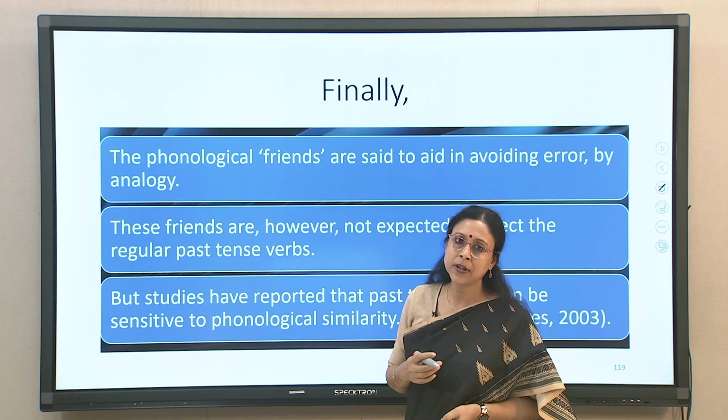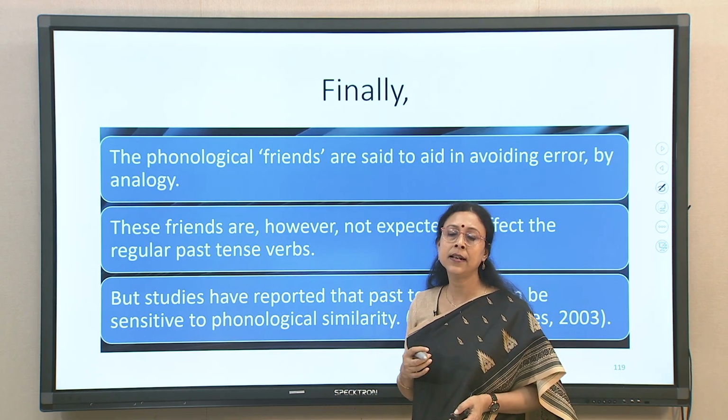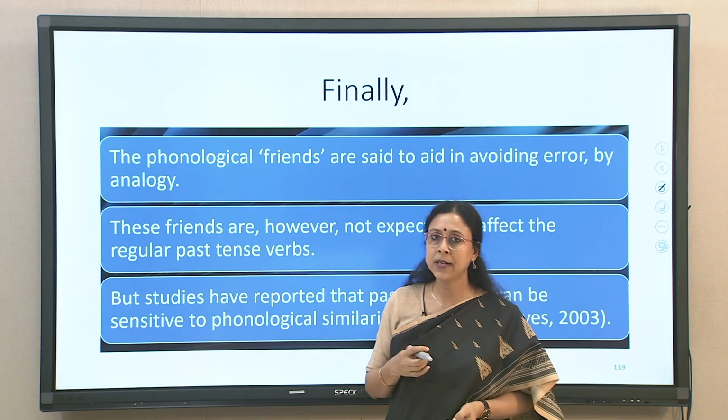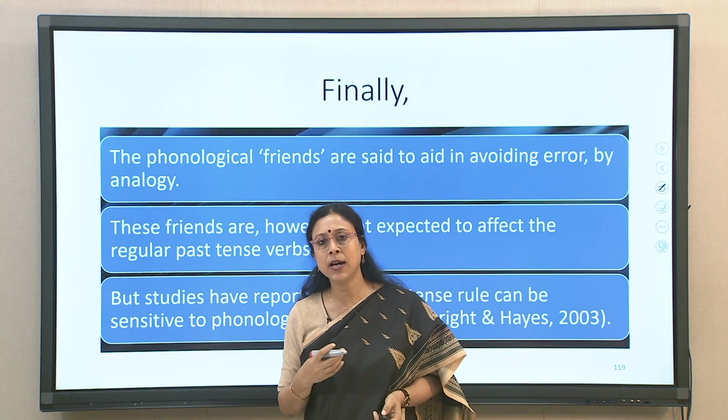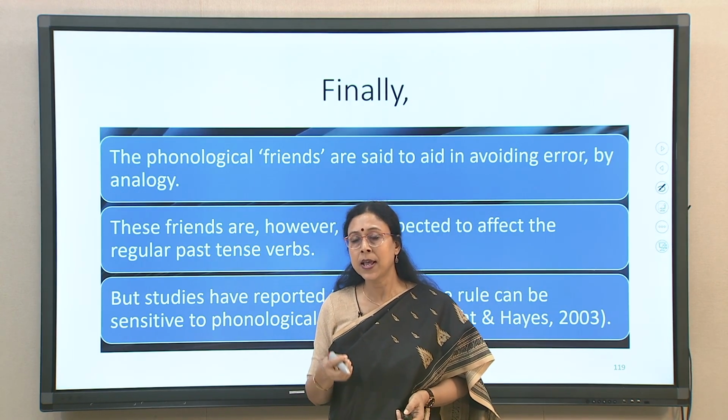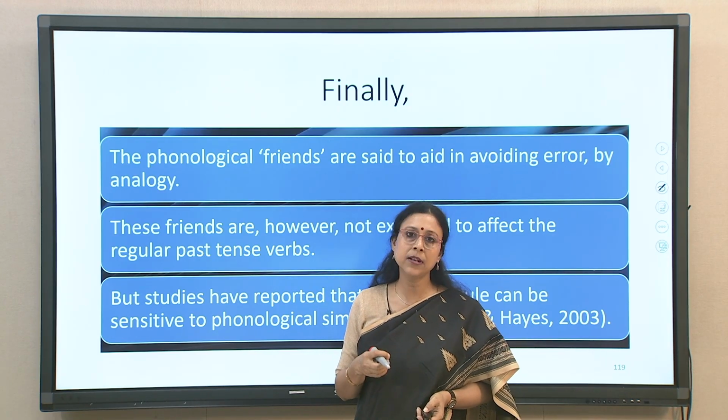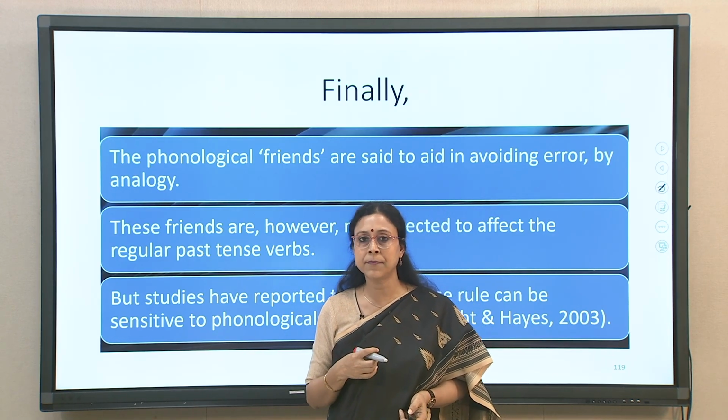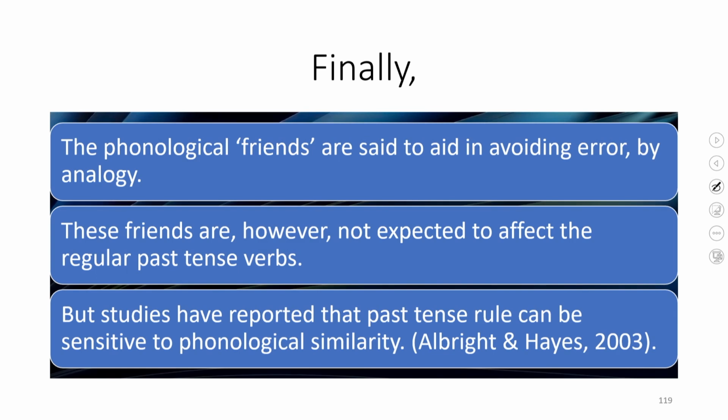Finally, the phonological friends are said to aid in avoiding error, right. So, if you have not yet memorized that particular irregular form, then you look for the phonological friend and you get by. So, basically phonological friends are there to help, not to hinder, but some studies found that the phonological friends might be hindering the other rule governed phenomena.